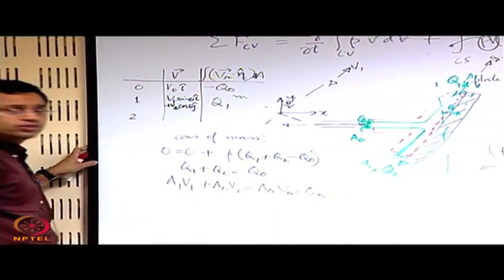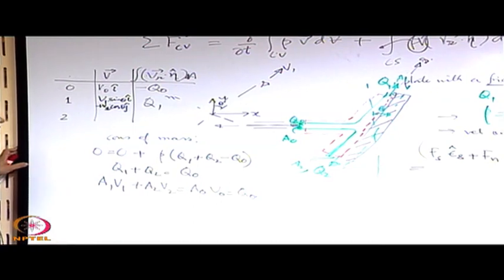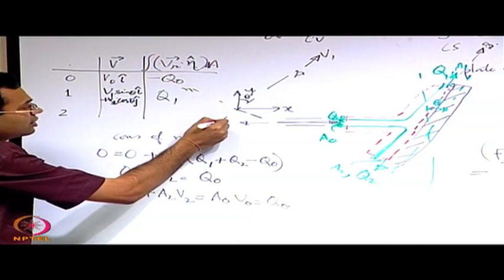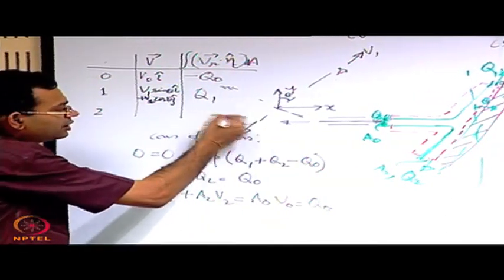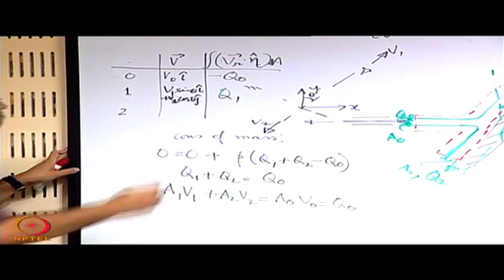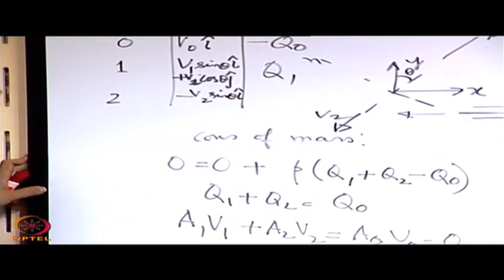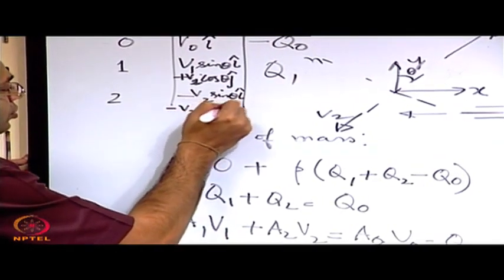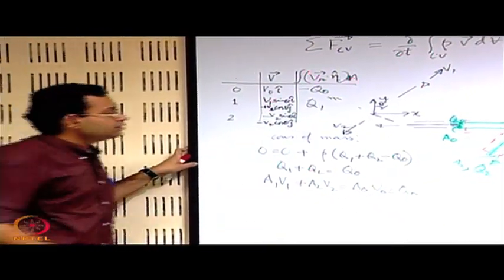For the surface 2, what is V? The magnitude is v2. So, the velocity is like this now, this is v2. It will have some component along x and some component along y. What is the component along x? Minus v2 sin theta i and minus v2 cos theta j. What is this one? q2.